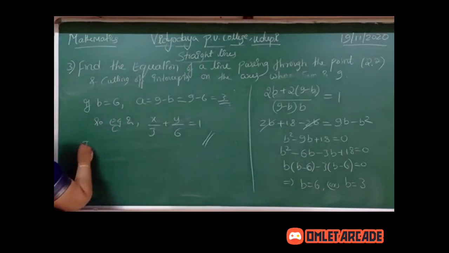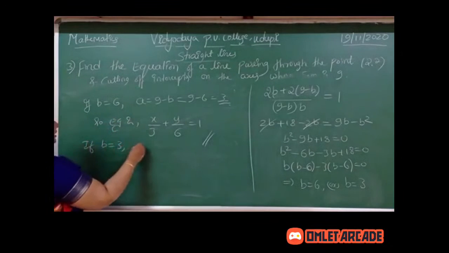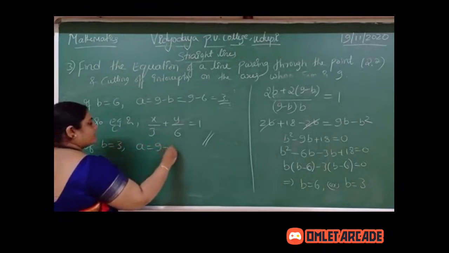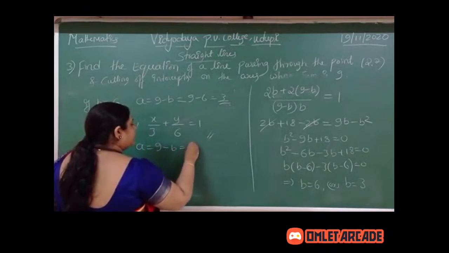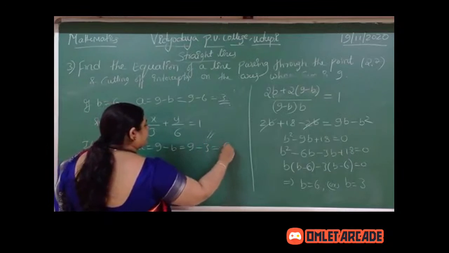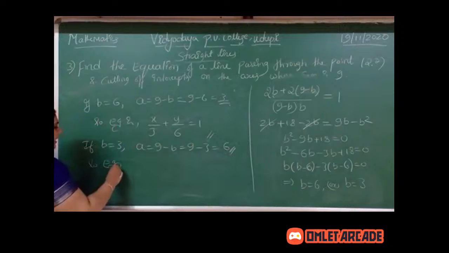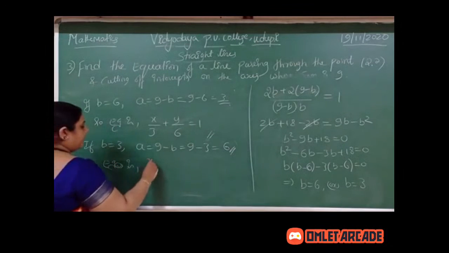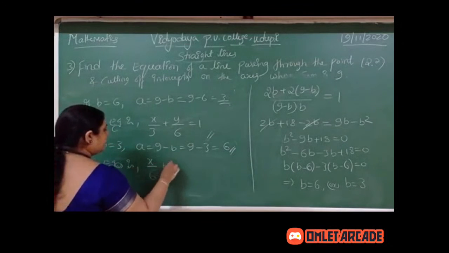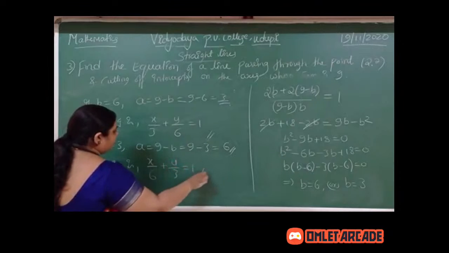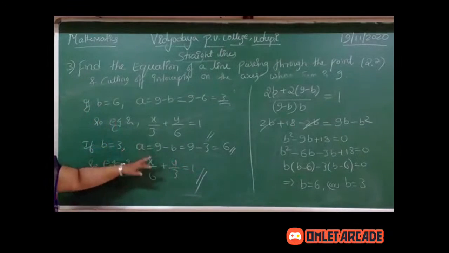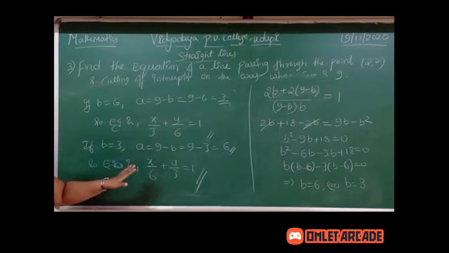So you have another case. If b is equal to 3, then a will be 9 minus b. So what is b here? 3, so a is 6. So the equation, let me take the equation and substitute that: x by a, which is 6, plus y by 3 is equal to 1. So you will get two sets of equations, and it is possible.